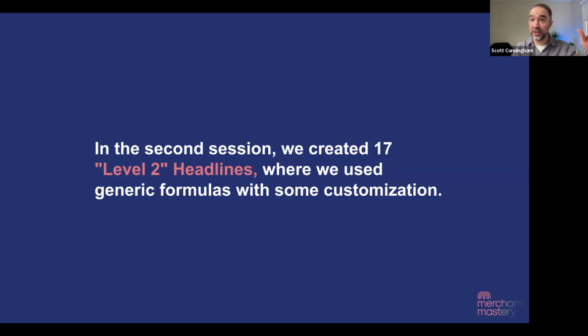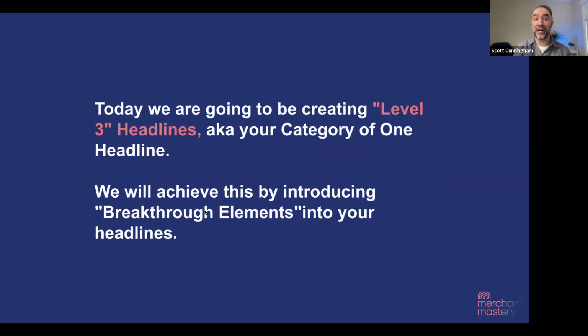So you had five based on stage of awareness, five on level of market sophistication, three on the matrix where those two things intersect, and then there were four unique mechanism headlines that you did. So hopefully everybody's doing those reps, building that muscle, and you were able to practice all 17. Because today we're going to be doing the hardest part. We're creating the level three headlines, also known as your category of one headline, that requires the most creativity. And we're going to achieve this by introducing what we call breakthrough elements into your headlines. These breakthrough elements are things that are uniquely you, that differentiate you, that nobody else could say.